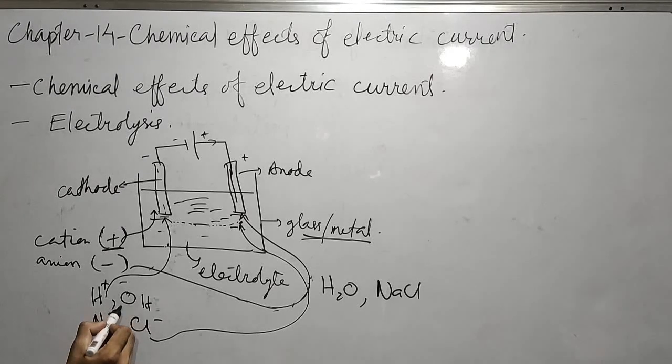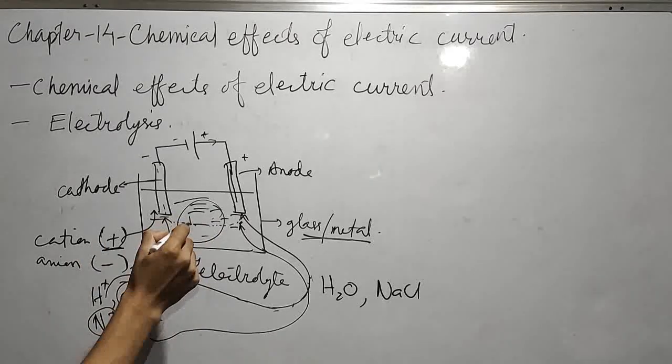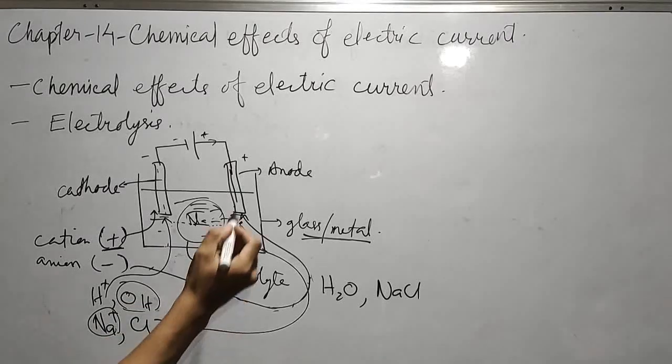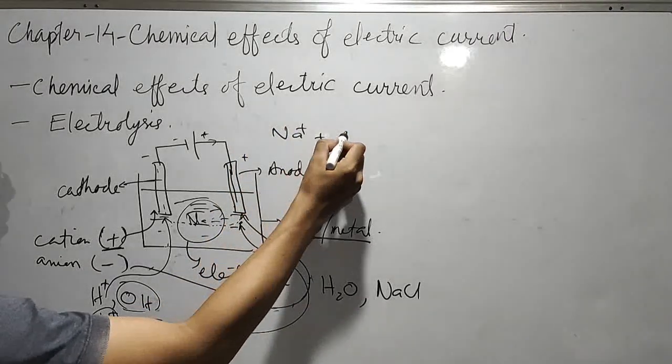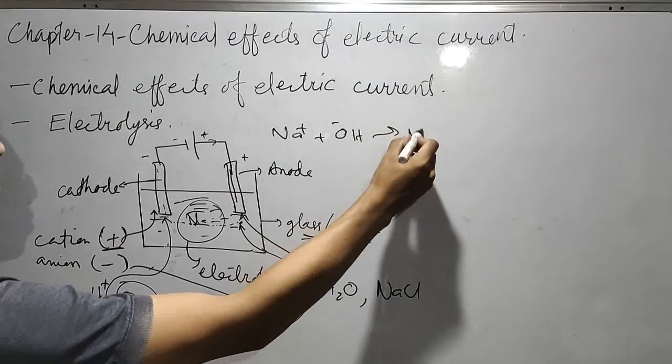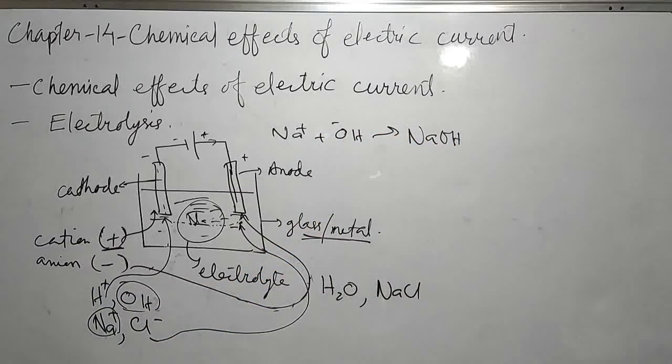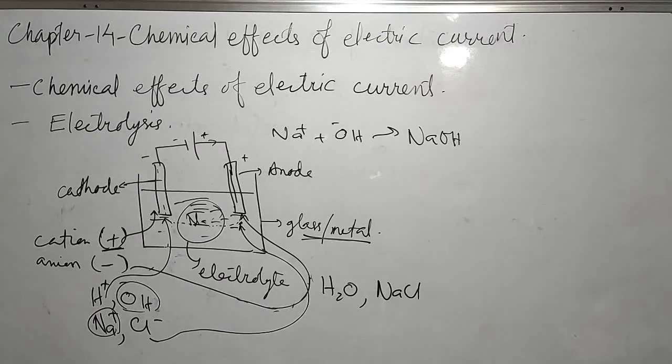Then the OH minus and Na plus remain in the solution, and they mix together to give NaOH. So the hydrogen ion gets attracted to the cathode and the chloride ion gets attracted to the anode electrode. What happens is the hydrogen and chlorine bubbles stick to the cathode and anode respectively.